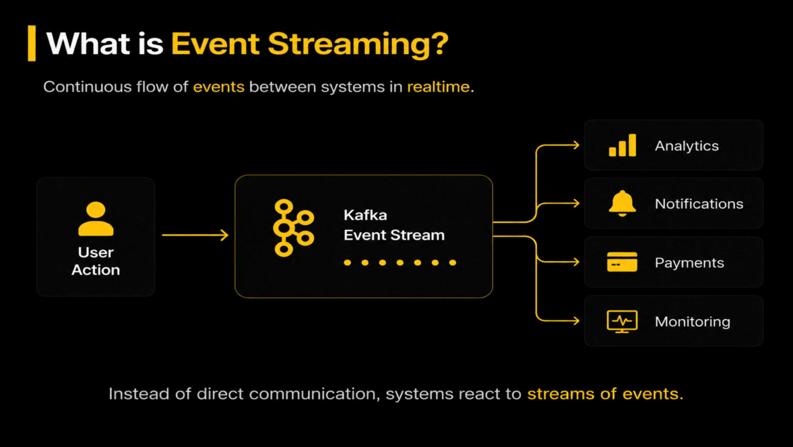Kafka sits in the middle and allows multiple systems to react independently. For example, one event may trigger analytics, notifications, monitoring, and payment processing simultaneously. This is the core idea behind event streaming.